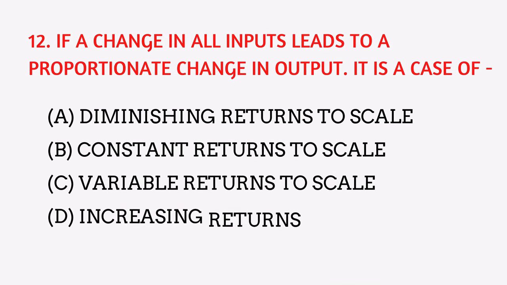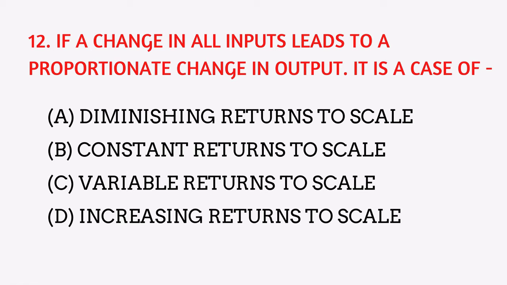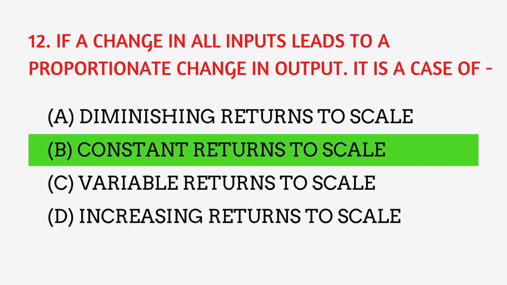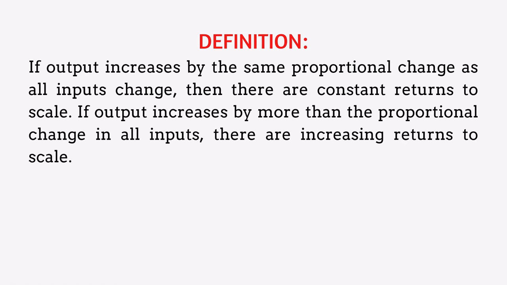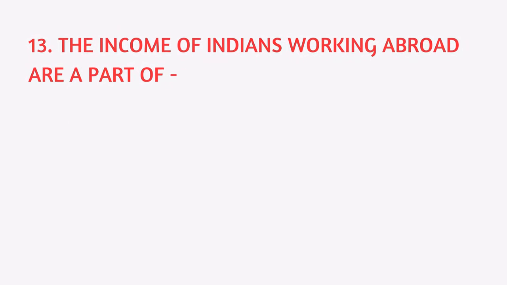If a change in all inputs leads to a proportionate change in output, it is a case of... The answer is constant returns to scale. If output increases by the same proportional change as all inputs change, then there are constant returns to scale. If output increases by more than the proportional change in all inputs, there are increasing returns to scale.